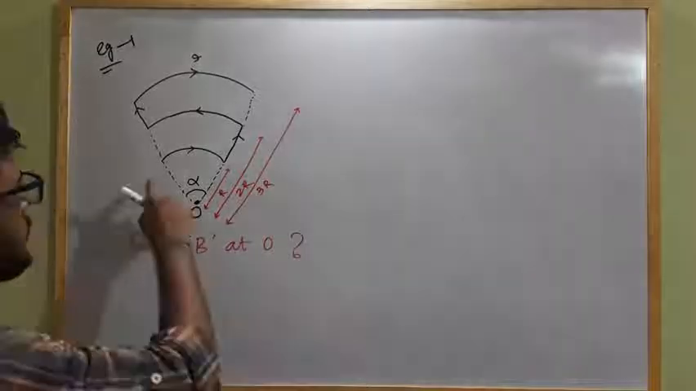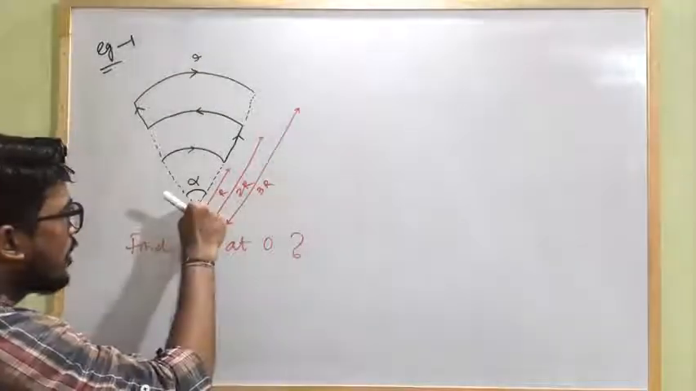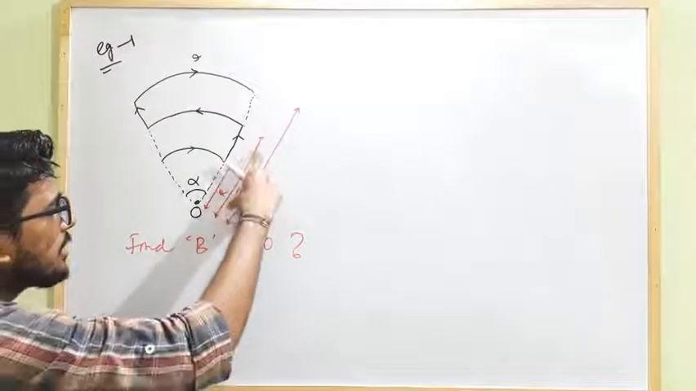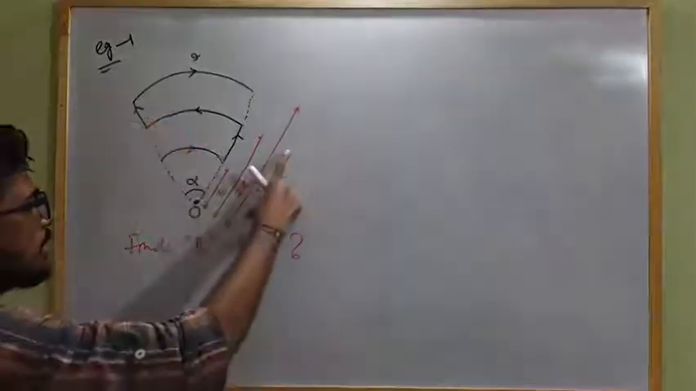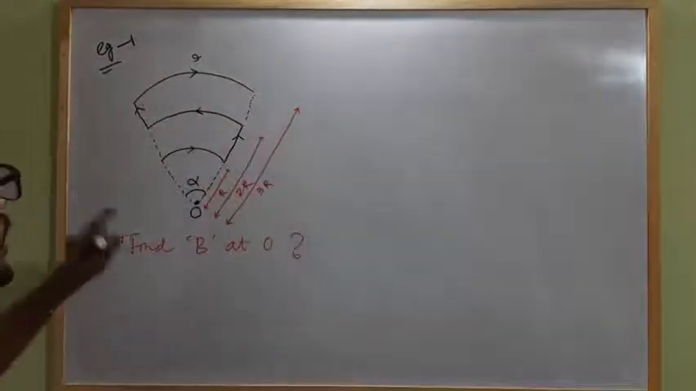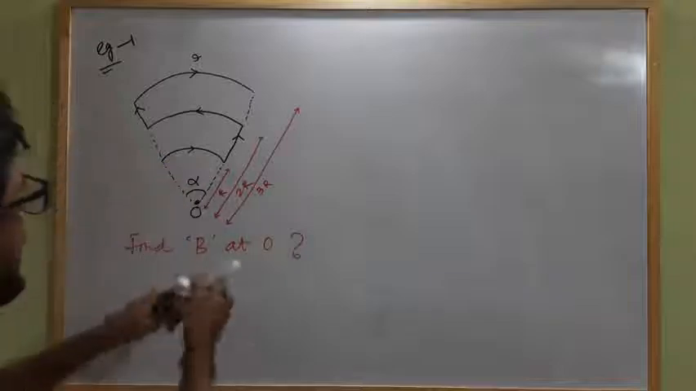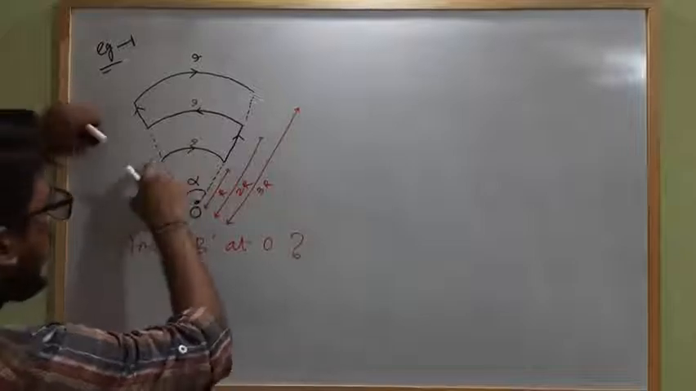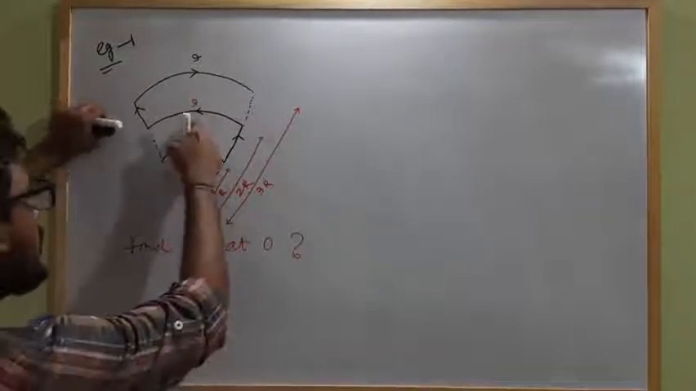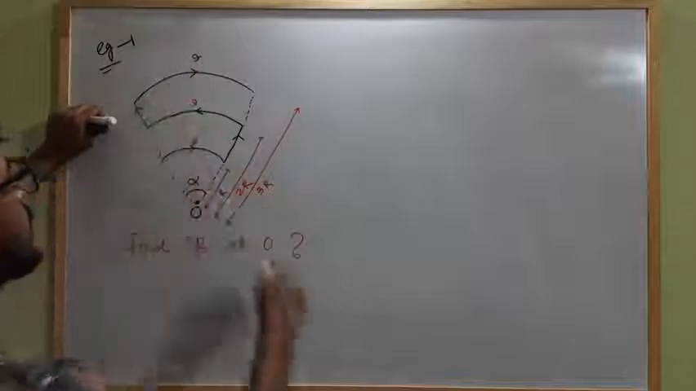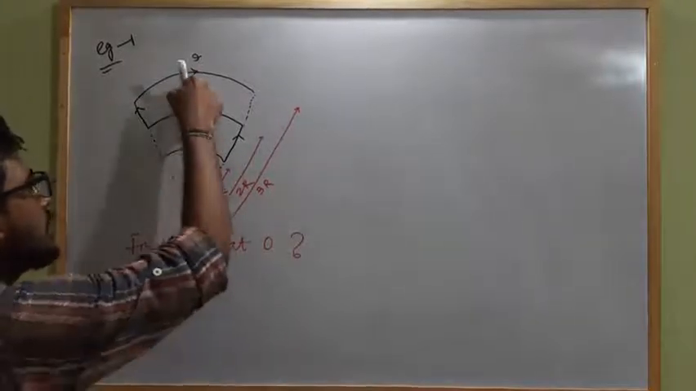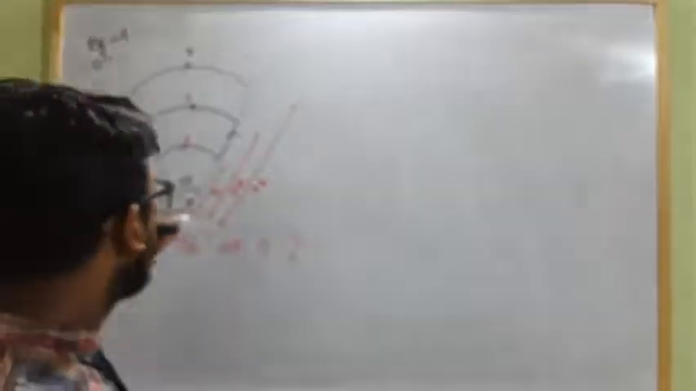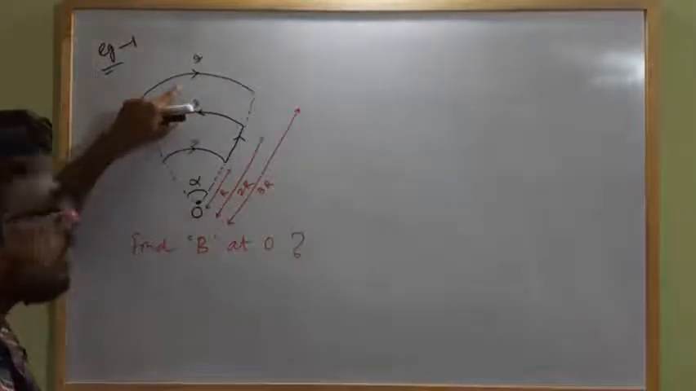Clear? So as we can see, here is the point of observation, which is at a distance R from this current carrying arc, at a distance 2R from this current carrying arc, and at a distance 3R from this current carrying arc. In each of these segments the current I is flowing. In this arc the current I is flowing in clockwise direction, but here it is flowing in anti-clockwise, and again here it is flowing in clockwise direction. So for this and this, the current direction is different. That's why the magnetic field strength at this point O due to these three segments will be different.